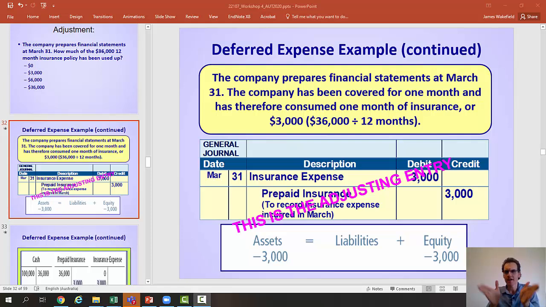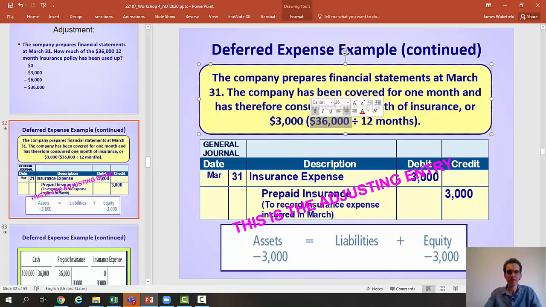Well, let's think about it. The business acquired this insurance prepaid asset on March 1, and the financial period ends on March 31. So they have used 1 month out of a 12-month insurance policy. So 1/12 of the $36,000 policy is equivalent to $3,000 of insurance that has been used up over that financial period to the end of the period, which is March 31.